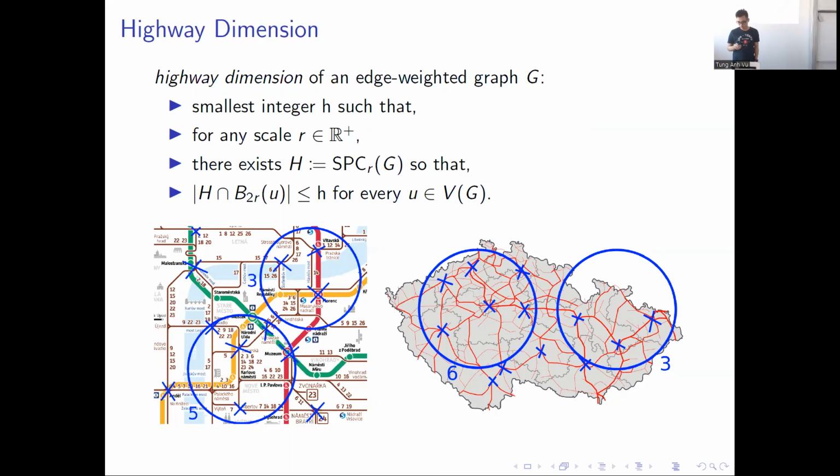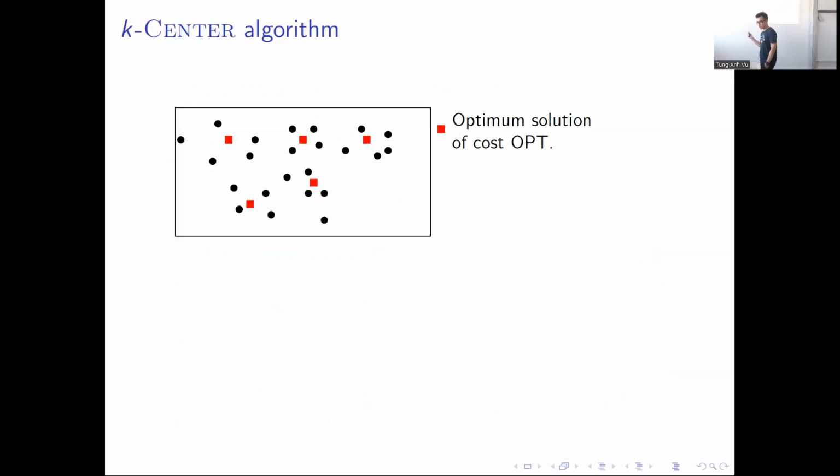All right, so congratulations, you can forget what highway dimension is, because what I want to show you is how this algorithm for capacitated k-center works in the setting of low doubling dimension metrics. So let's first forget capacities, because it's nasty, and let's think of k-center. So in this k-center, what does the optimal solution tell me, right? Of some cost opt. Well, this optimal solution tells me that if I draw balls of radius opt around these optimum centers, then every vertex of the graph is covered. So that's what it tells me.